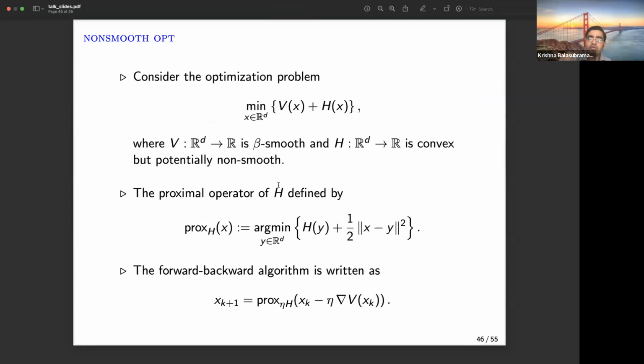And again, in optimization, people have developed the whole machinery to solve optimization problems of this form, where V is a smooth function and H is a convex but potentially non-smooth function. In Euclidean optimization, the standard algorithm to solve this problem is what is called the forward-backward or proximal gradient descent algorithm. If you do not have this term here, the remaining things in this equation is exactly gradient descent. But because of this non-smooth term, you have to do something called the proximal mapping here. And this algorithm is what is called proximal gradient descent or forward-backward algorithm in some sense, right?